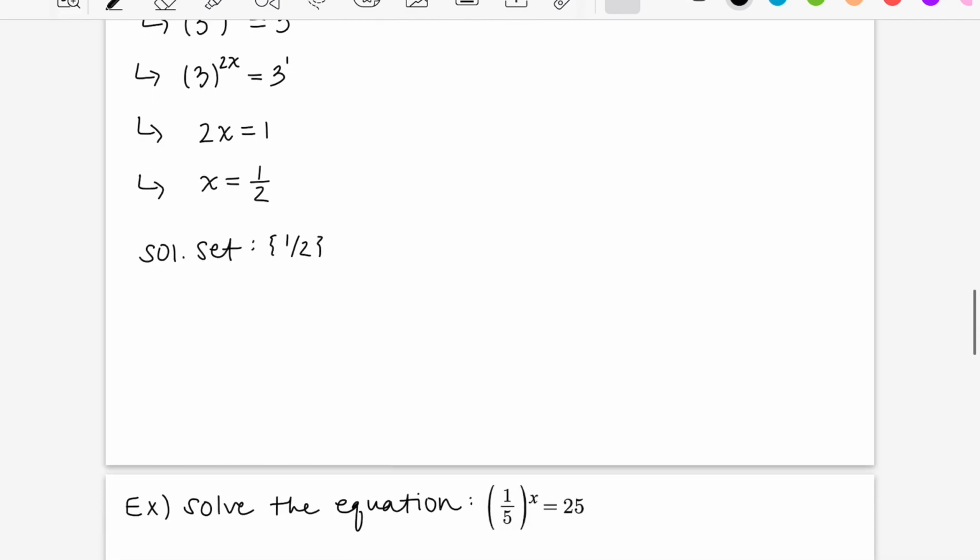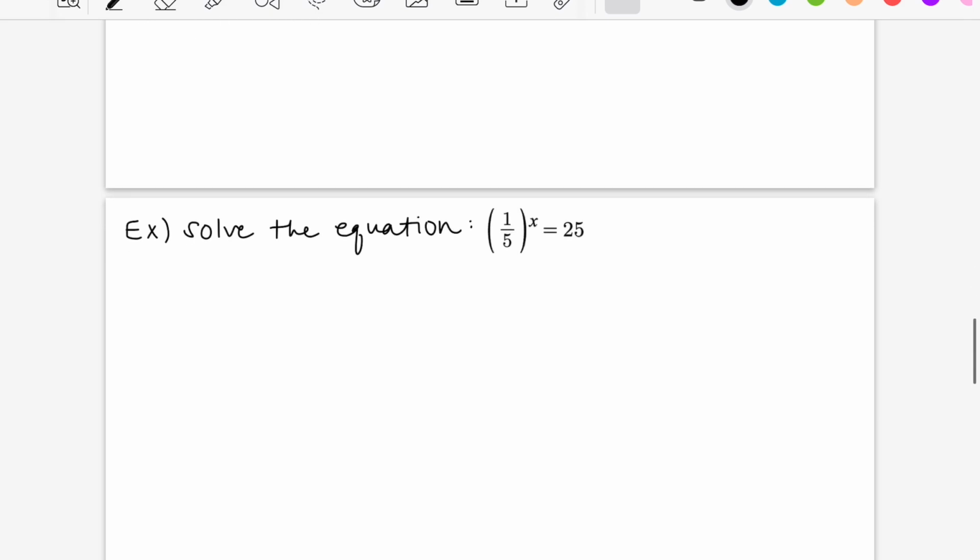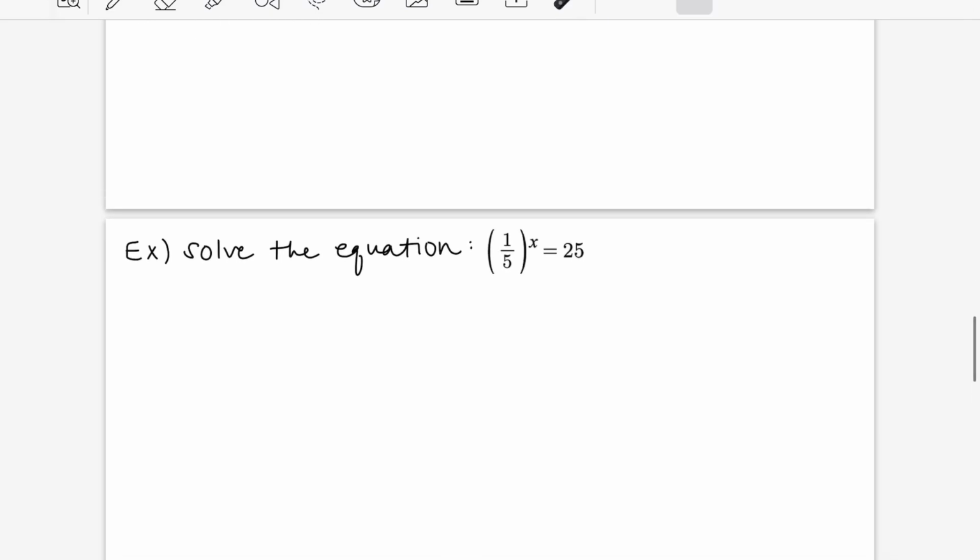All right, let's look at another example. We again want to solve an equation of this form. We're going to do the same thing. We're going to try to rewrite this so that we have the same base, and then we can use property b to set our exponents equal to each other and solve for x. So the first thing I'm going to do is rewrite this 1 over 5 as 5 to the power negative 1. So we still have that to the power x, and this is equal to 25.